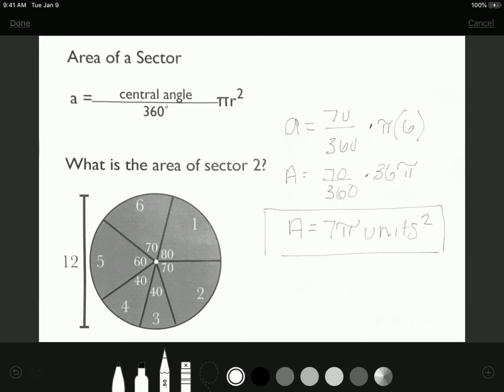Okay, so now you could go ahead, knowing that area, you could find the area of the circle and figure out the probability of a point landing in sector 2 or a point not landing in sector 2 using the same process that we did in the previous slide.